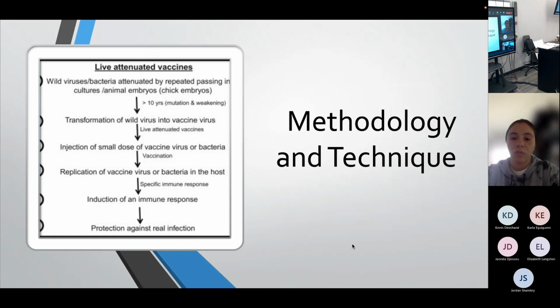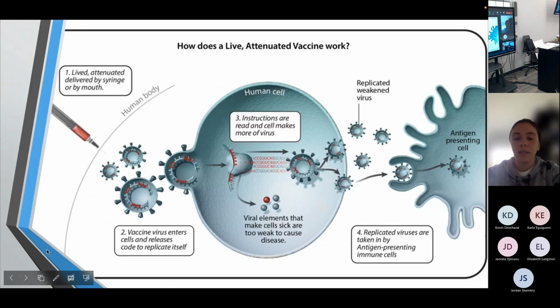And then the second step is transformation of the wild virus into the vaccine virus, which creates that live attenuated vaccine, which is then injected in small doses of vaccine virus or bacteria. So the creation of the actual vaccine, and then replication of this vaccine virus or bacteria within the host to create that specific immune response. So induction of the immune response. And then, of course, the final step, which is creating protection against the real infection. Then next slide, please. Thank you.